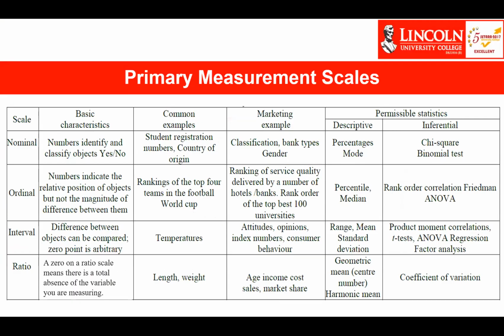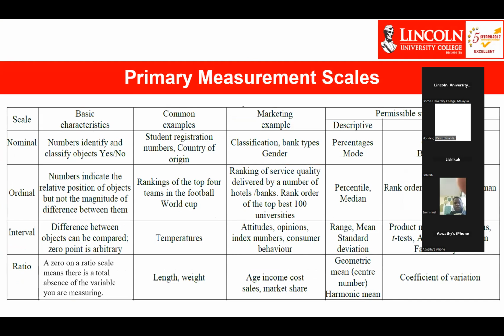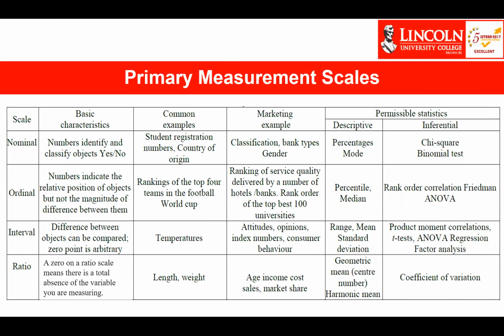Now, before we proceed, let's quickly look at the primary measurement scales, which are: we have the nominal scale, we have the ordinal scale, we have the interval scale, and we have the ratio scale. We have mentioned this in the last class. But again, just a brief recall.